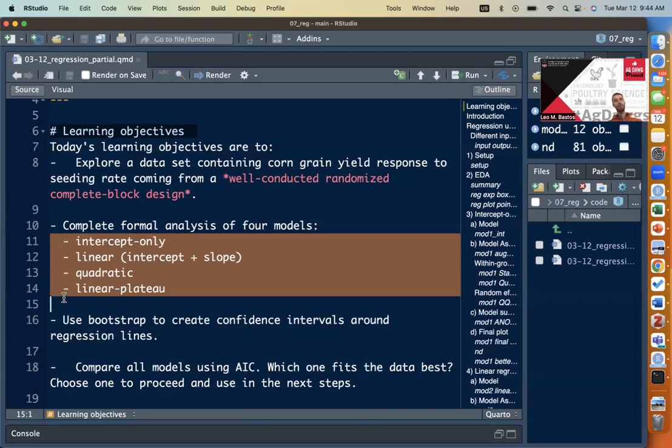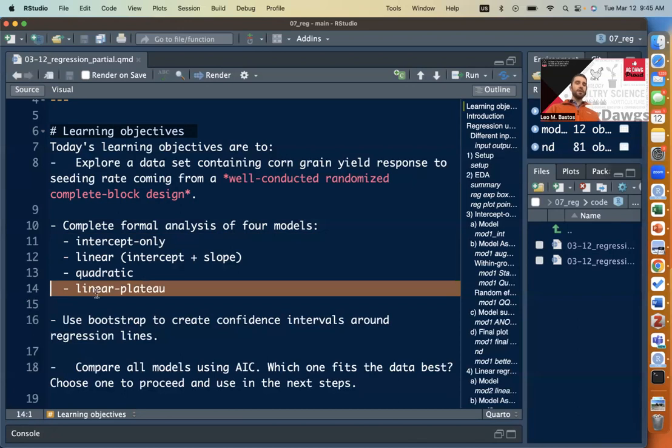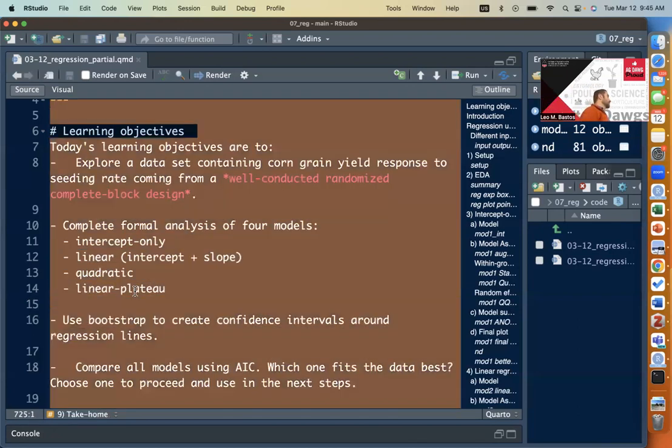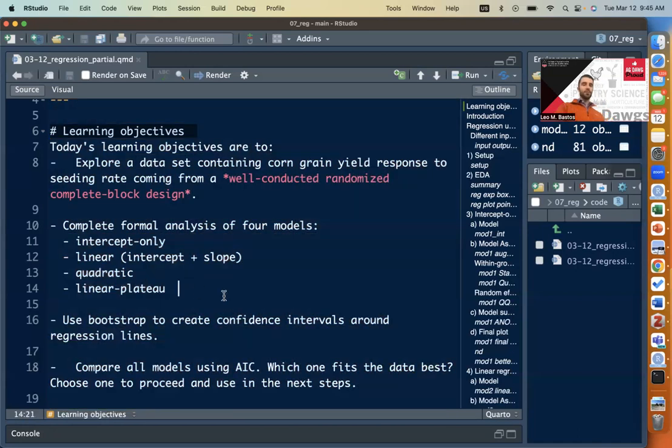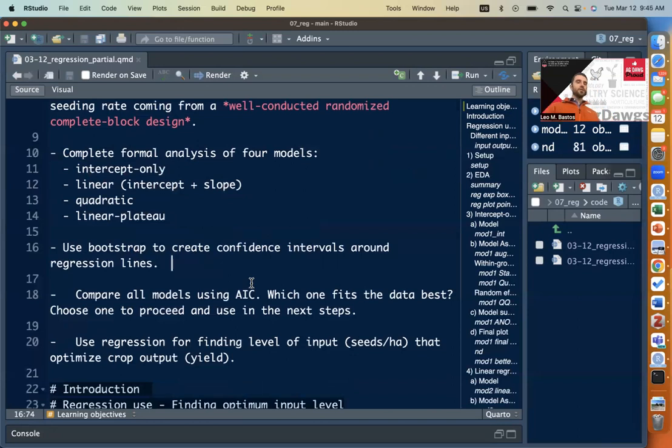A model is linear or nonlinear in relation to its parameters. So a linear plateau model is going to be nonlinear because it has a nonlinear behavior of its parameters, as we're going to see here in a moment. But I just wanted to make that distinction there. We're also going to use bootstrap to create confidence intervals around regression lines. When we get to that, we're going to talk a little bit more about what bootstrap is and how we're doing that.